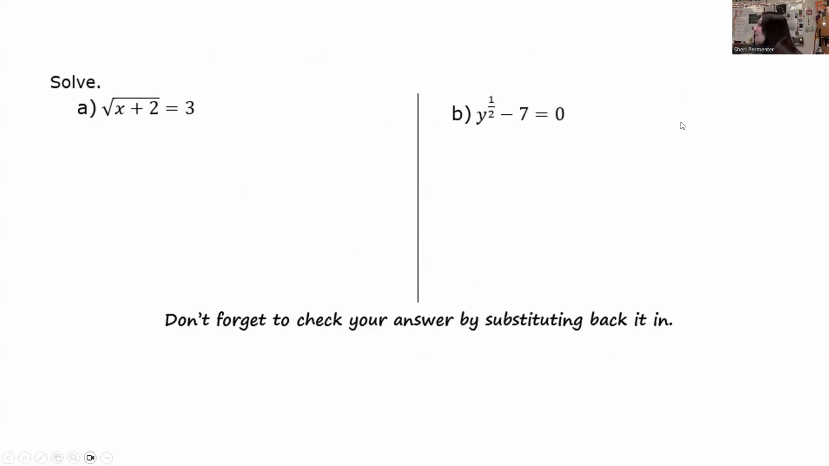So I'm going to work 3. Sorry if you can't hear me very well, but I'm just going to work them out. For this problem, to undo the square root, I have to raise both sides to the power of 2.